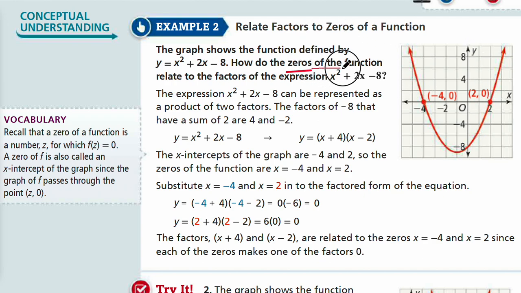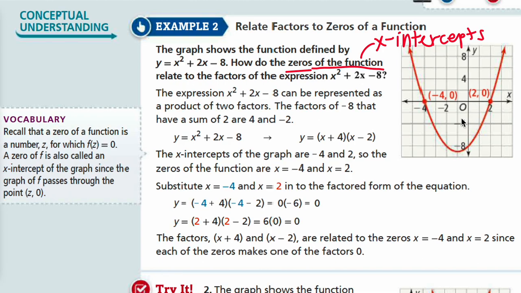Okay, so zeros of the function is when your function is equal to 0, but your function is represented by your range. So your range values are y here, right? So zeros of the function is when y is equal to 0, which by definition are the x-intercepts. Another word for x-intercepts would be zeros of the function. They're the same thing. Okay, so this is the graph. We already know that the zeros are negative 4 and 2 by just looking at it, right? But how are they related to the factors?